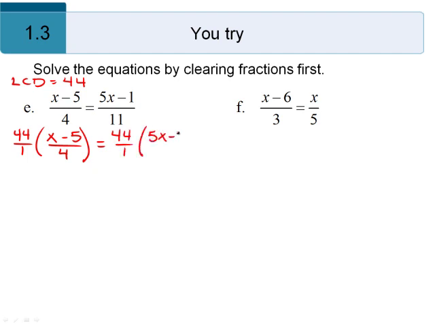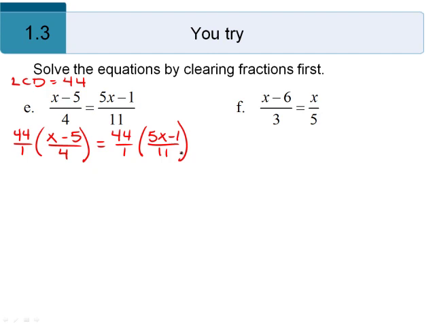Now, to tell you the truth, if I was doing this problem, that's over 11, and the directions did not say clear fractions first, these are actually proportions. I would just cross multiply. It's a lot easier. But since it said to clear the fractions first, we're going to do it the way they said to. So whatever.